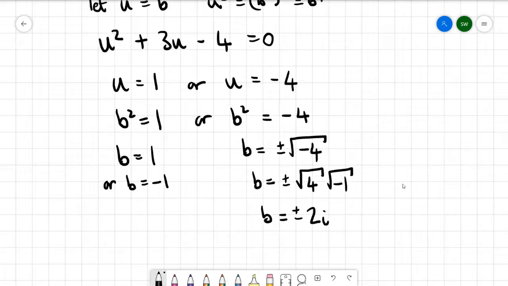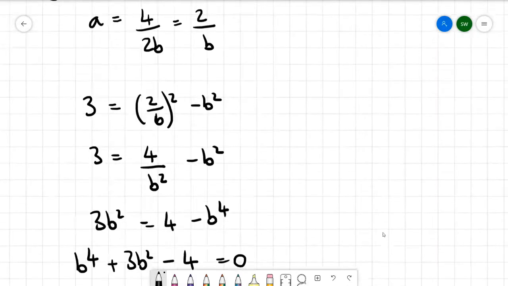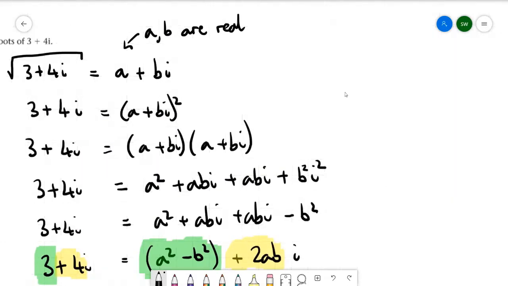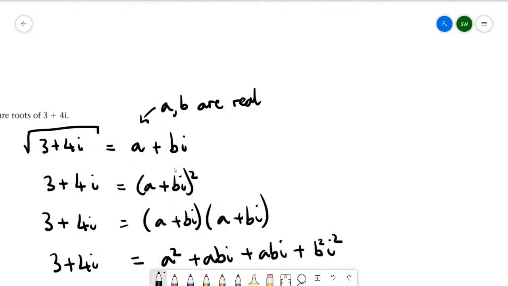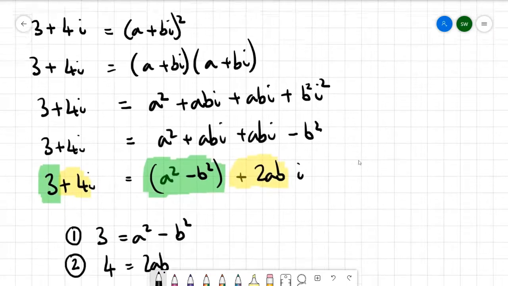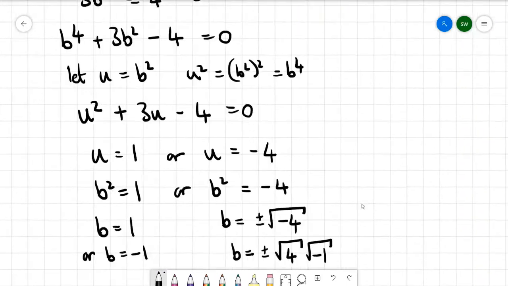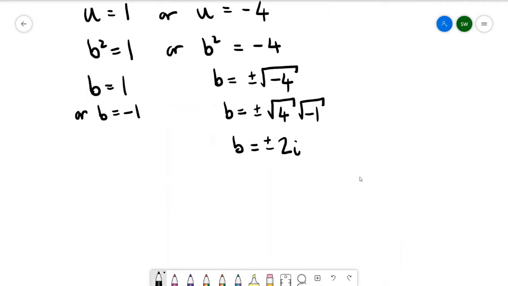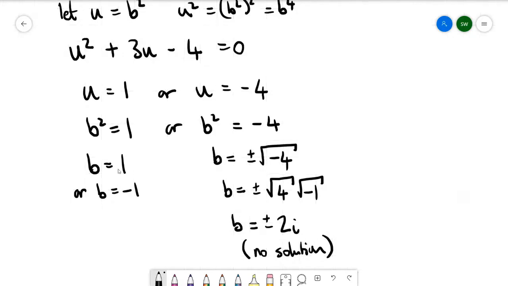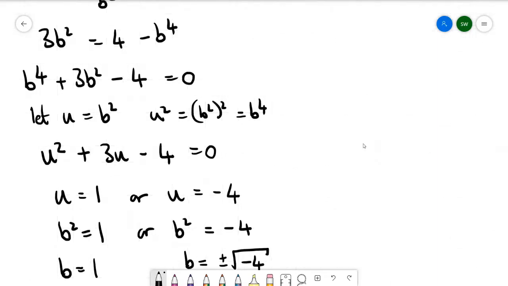Now the problem with this is it's a complex number, and if you go back to the start, we said that for the complex number a plus bi, a and b are real numbers because they're the real and imaginary parts, which are real numbers. So we know that b being 2i or minus 2i is actually no solution. This doesn't help us because we want b to be real. So we know that b is equal to 1 or b equals minus 1.